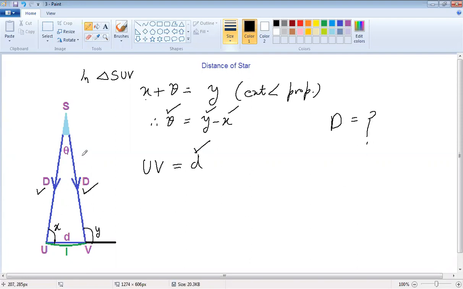So what I was saying is that taking S as the center and capital D as the radius, we draw an arc. It will pass through both the station points U and V. Suppose this arc length is L. Can I say that L is very nearly equal to d? Yes. Can I say that L is equal to d?